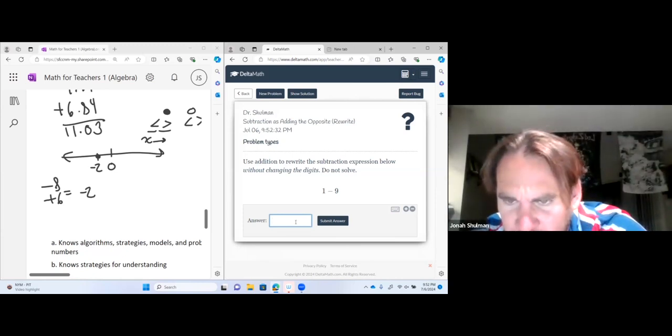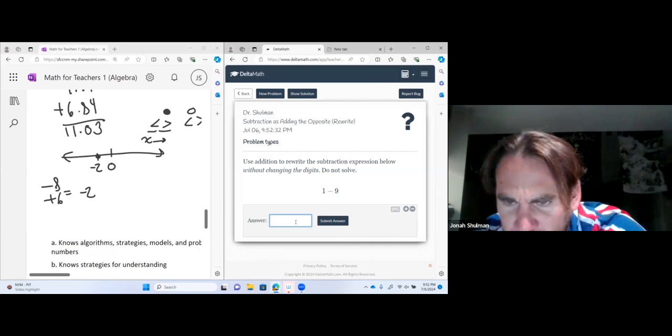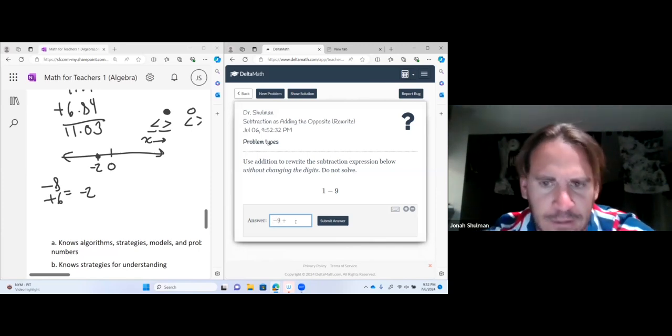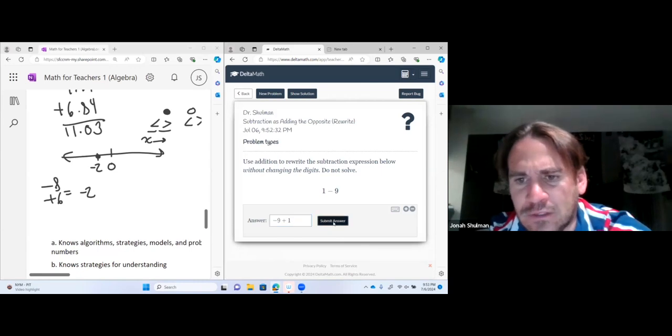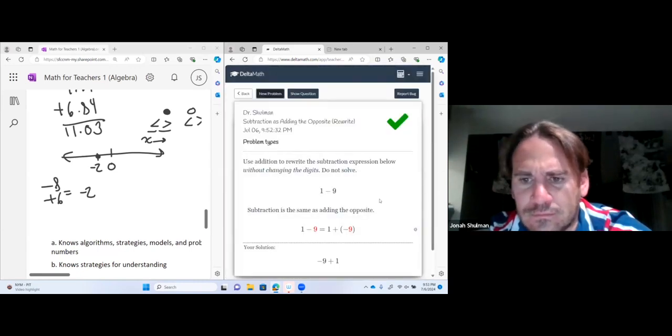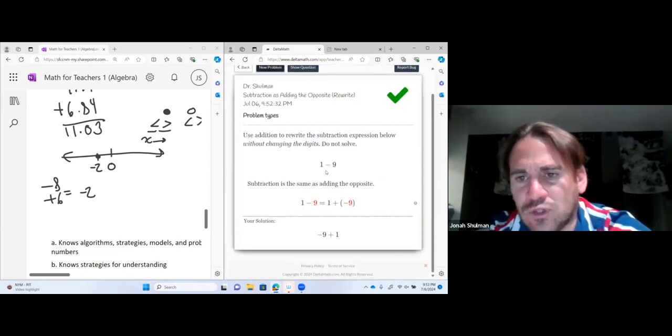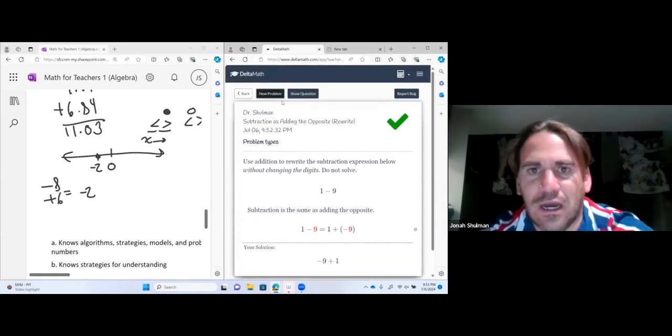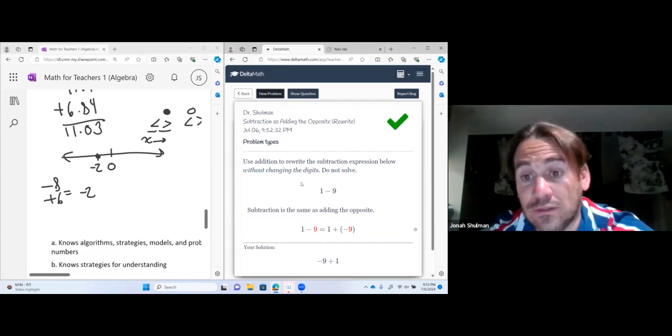I would do -9 plus 1. It means the same thing, but now it's the other way around. Nice. So subtraction is the same thing as adding the opposite, -9 plus 1. Ta-da! We got it. This is a really hard thing to think about.